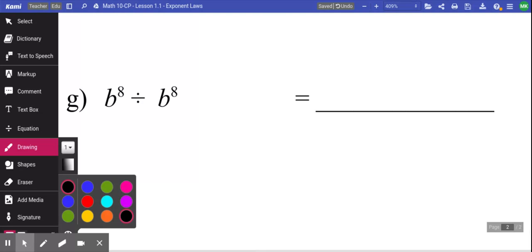This one. B to the power of 8 divided by b to the power of 8. I'm going to write it as a fraction so that we see it in another way, because this happens a lot too.